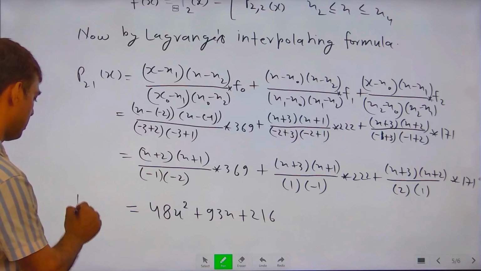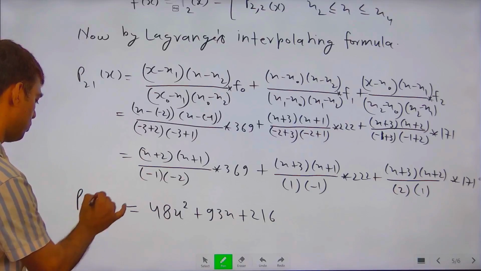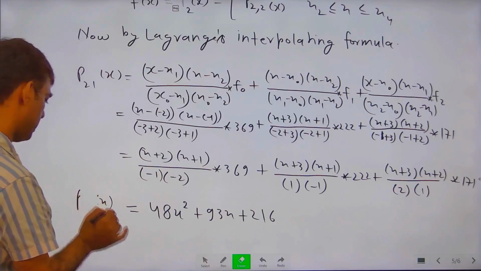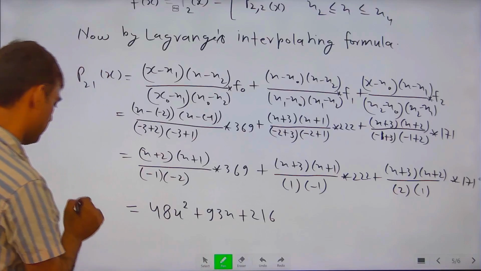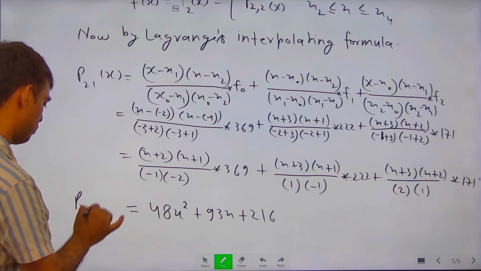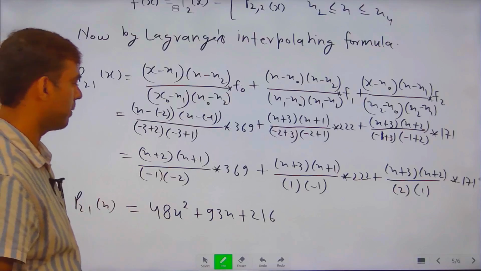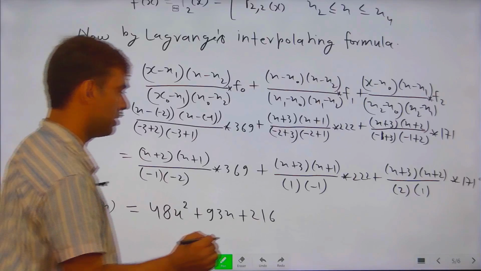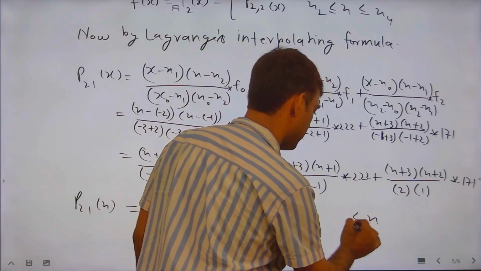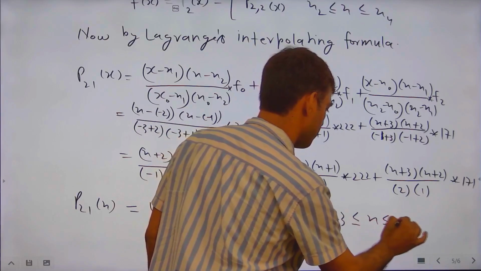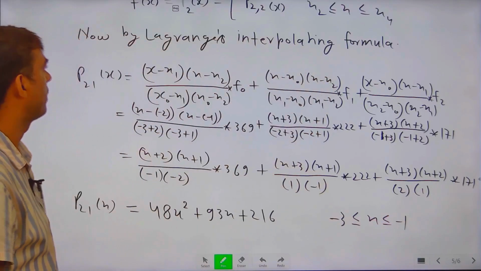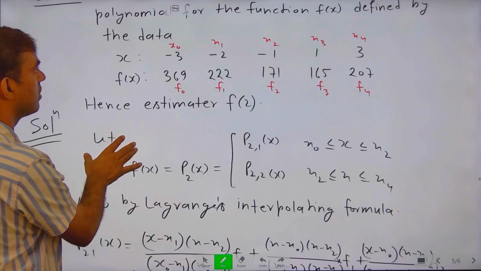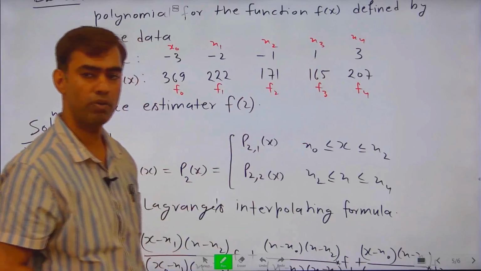So, this is P21(x). Similarly, we are also able to write P22(x). How do we write P22(x)? This is for x lying between -3 and -1. Similarly, the second polynomial is for x between -1 and 3, that is -1, 1 and 3.